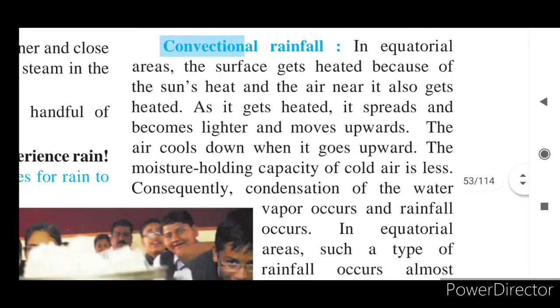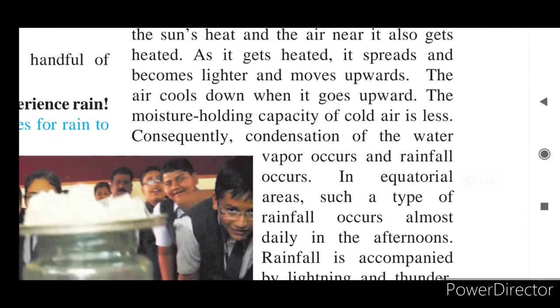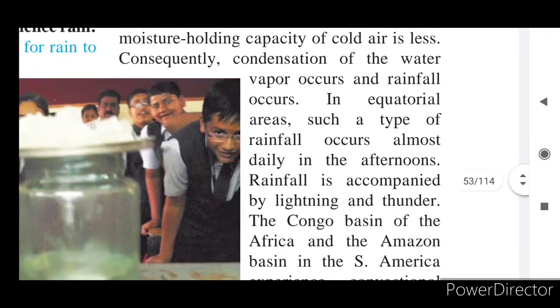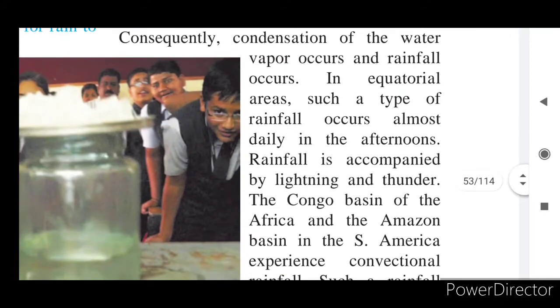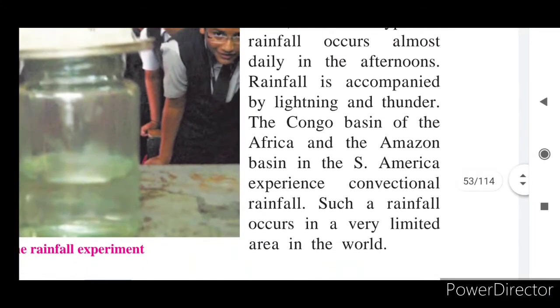In equatorial areas, such type of rainfall occurs almost daily in the afternoon. Rainfall is accompanied by lightning and thunder. The Congo basin of Africa and the Amazon basin in South America experience convectional rainfall. Such rainfall occurs in very limited areas in the world.